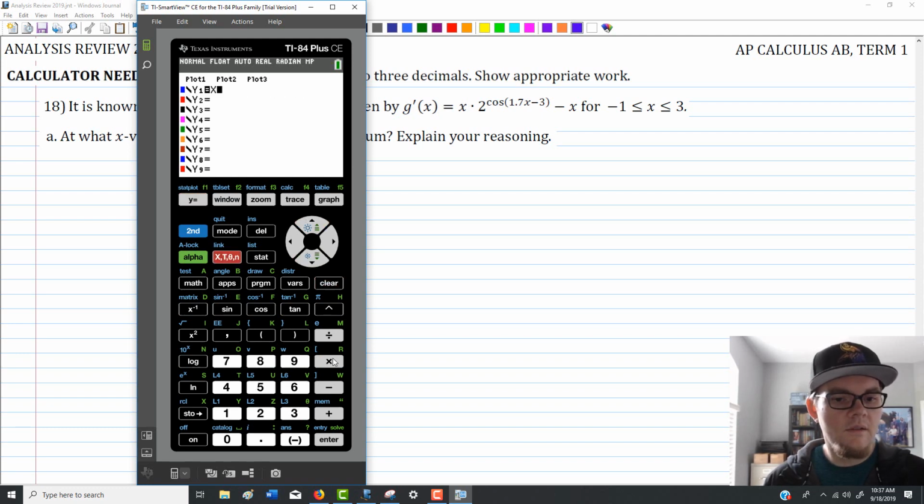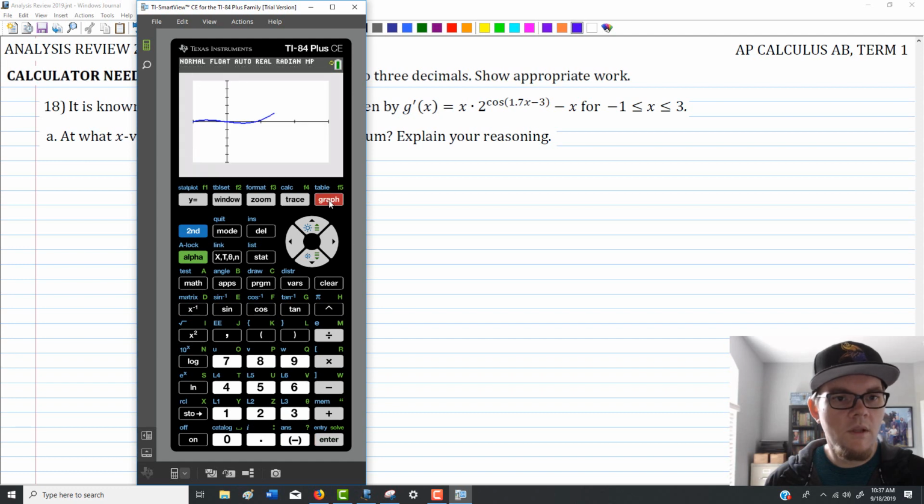So this is x times 2 to the cosine of 1.7x minus 3, all minus x. And then our window is supposed to go from -1 to 3. And again, as far as y values, I don't know what's in here, so I'll just graph it as it is. That's hard to see. Let's make our y values a little more restrictive. Let's go -5 to 5.